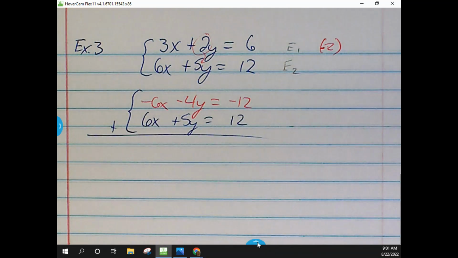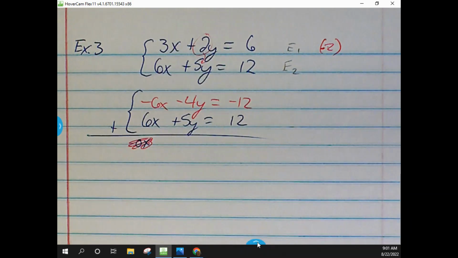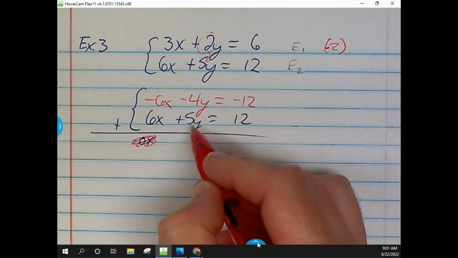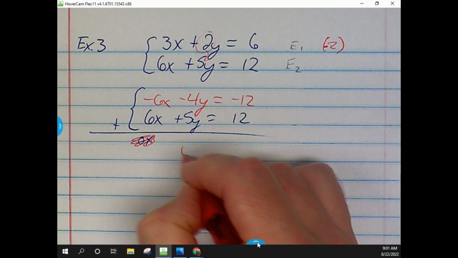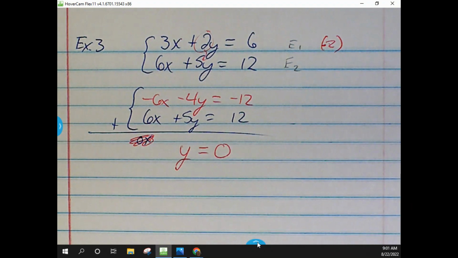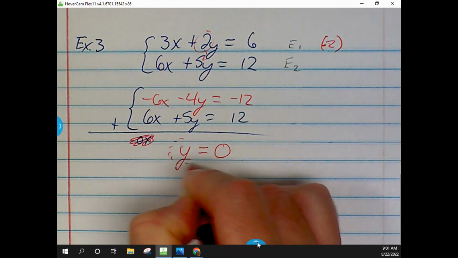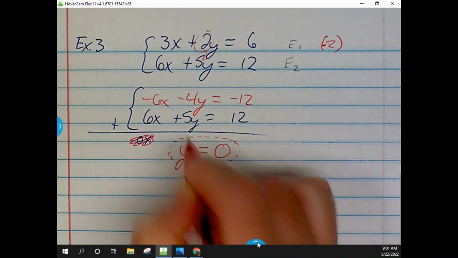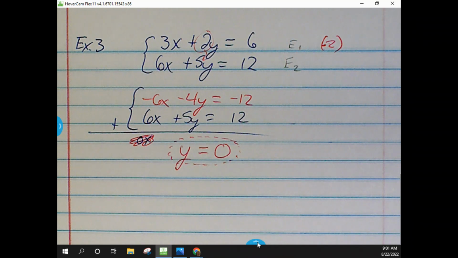Just add these two things together. That's going to go to 0, which is what we want. So it's gone. We've got -4 plus 5, or 5 minus 4, so that's 1, or just y equals 0. Okay, and then we're halfway there.